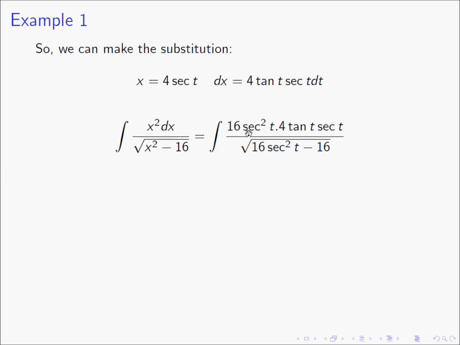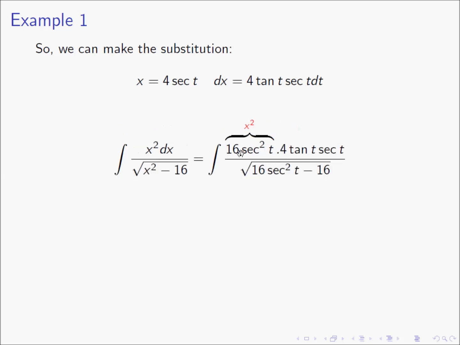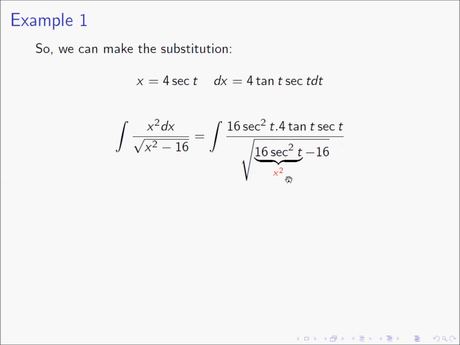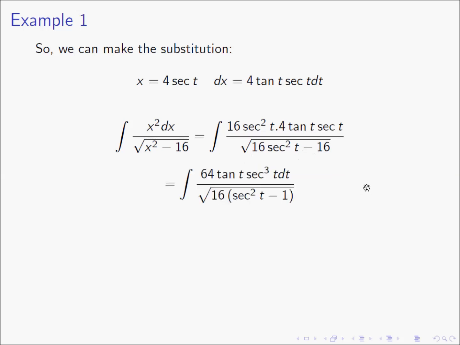We replace here. This factor is x squared: 4 secant of t squared is 16 secant squared of t. And this other factor is dx, 4 tangent of t times secant of t dt. Here I forgot to put the dt. And in the denominator we have x squared, this term here, minus 16. And here we multiply 16 times 4, we get 64.